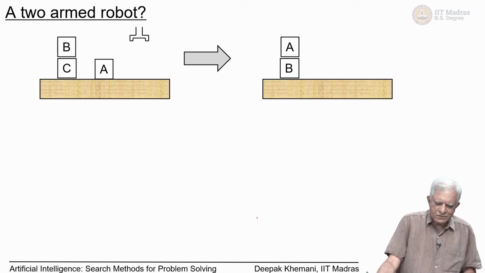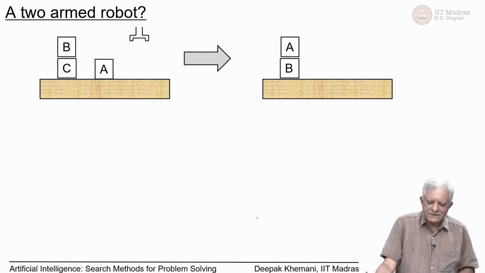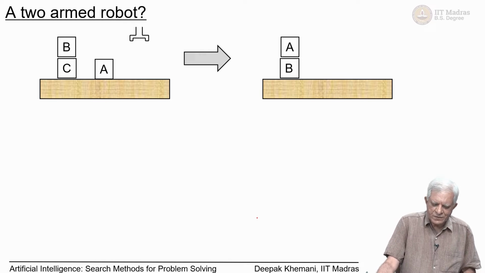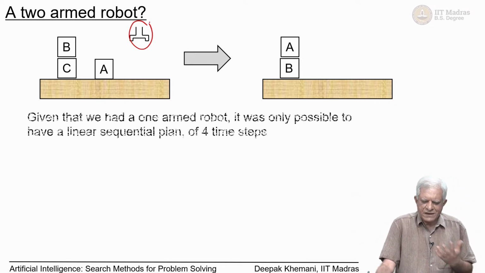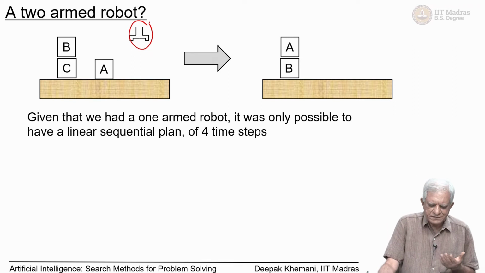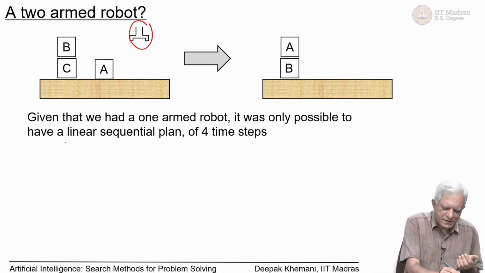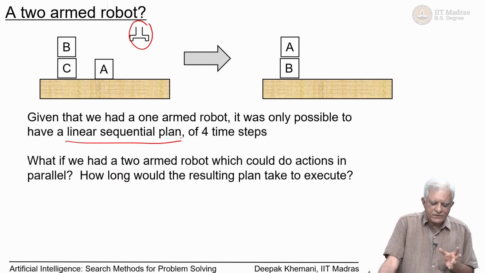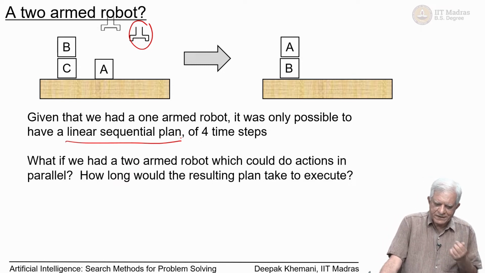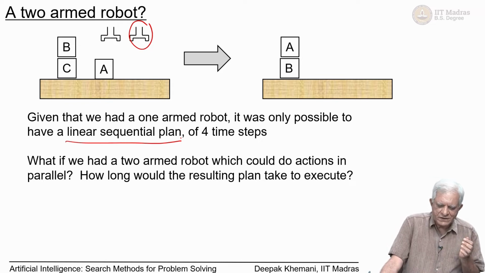So, we will begin with this. What if there is a 2 armed robot? This picture is the older picture in which there is only one arm, as you can see, and this will lead to linear plans only, because that one arm can only do one thing at a time. It has only a linear sequential plan. We saw that in this example it had 4 time steps. What if we had a 2 armed robot? Just imagine that, the second arm is now showing in the diagram. Can we find shorter plans?